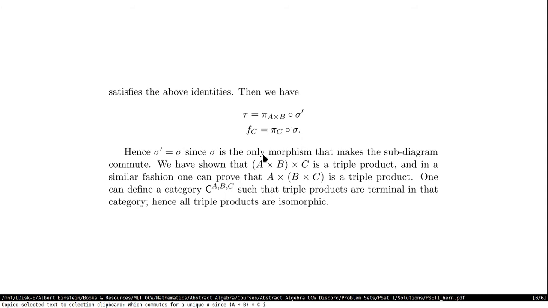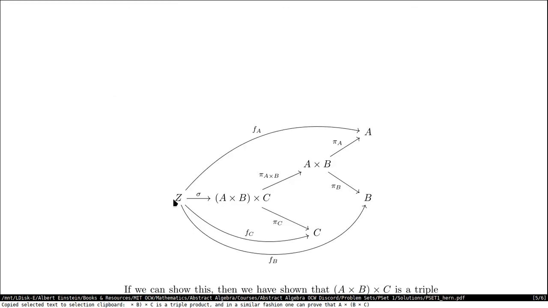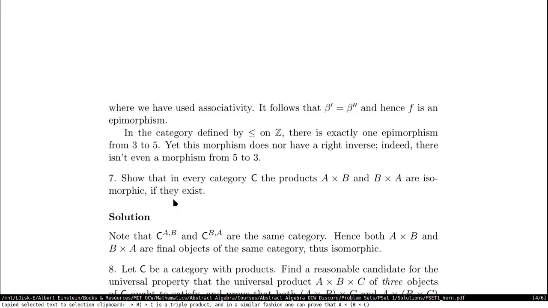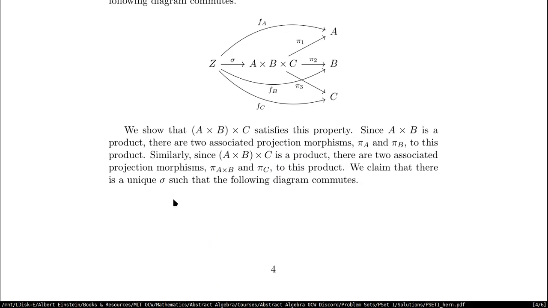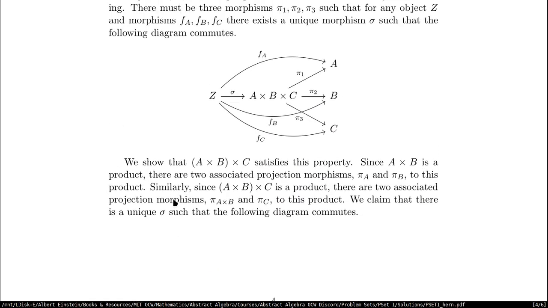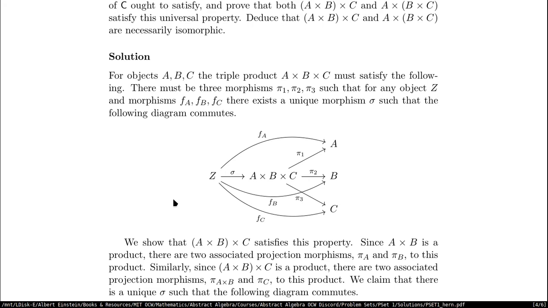So you show that A cross B parentheses cross C is a triple product, and then you can show the same for the other one, and thus they're both triple products. They're actually products over this category, so they have to be isomorphic. This is pretty good, really. I mean, you go through each of the steps very nicely.